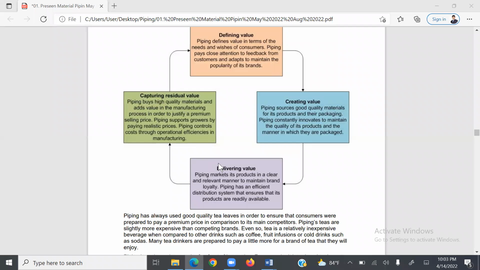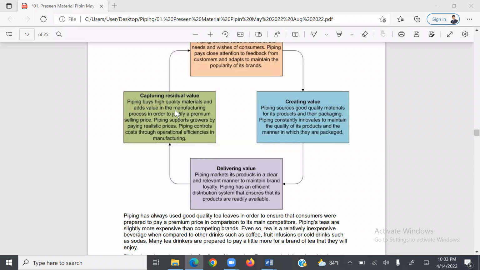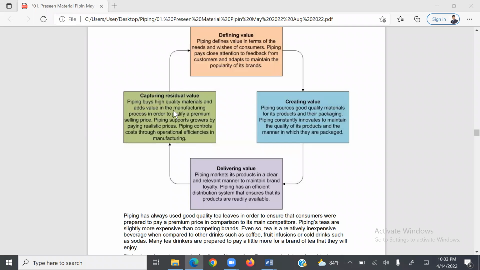So coming into capturing residual value, Piping buys high quality materials and adds value in the manufacturing process in order to justify the premium on the selling price. Piping supports growers by paying a realistic price. Piping controls the cost through operational efficiencies in manufacturing. What happens is they maintain their standard, because you need to have a residual value so that you can continue this process.